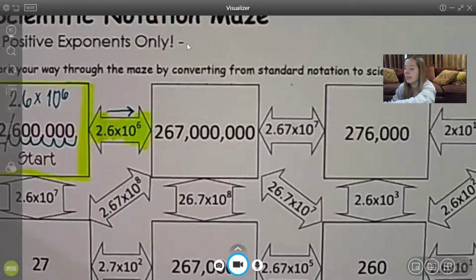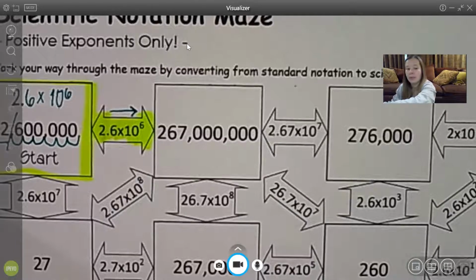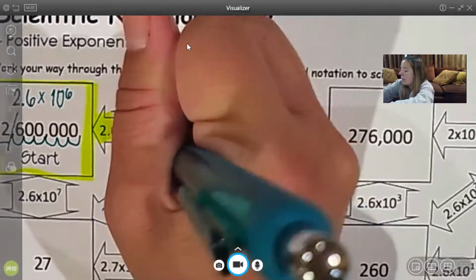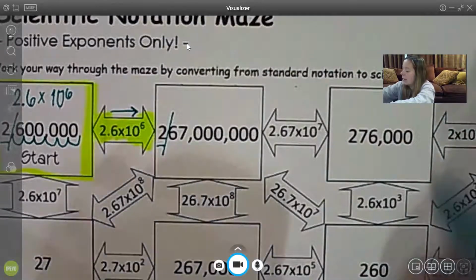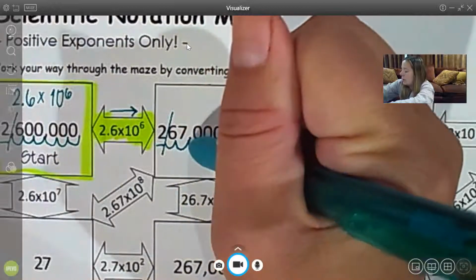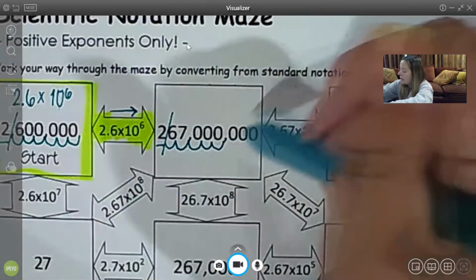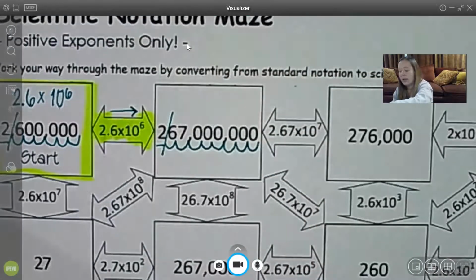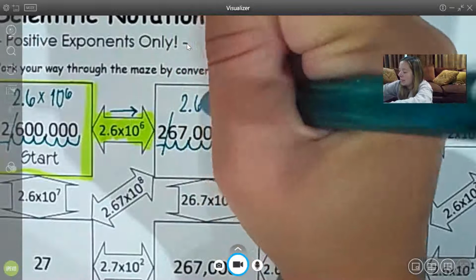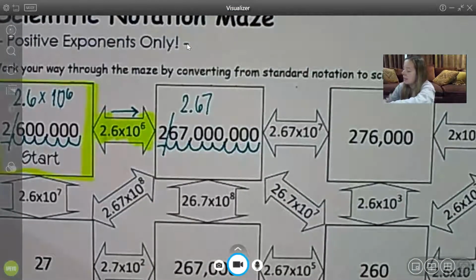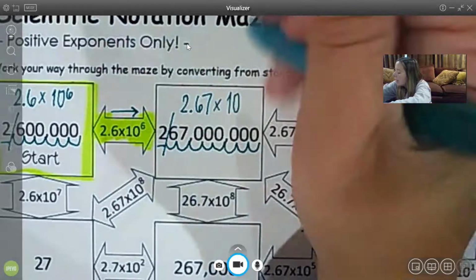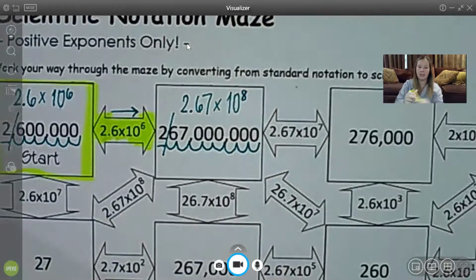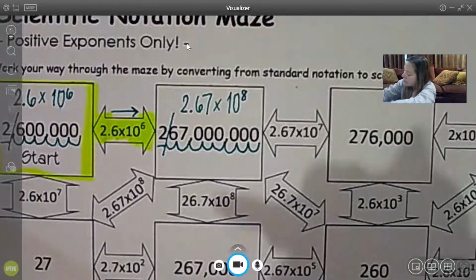Okay. I have the number 267 million. Okay. I'm going to do the same thing for every problem where I'm going to underline my first number and put a slash after, because that's where I need to know that I need to start counting. And I'm going to count 1, 2, 3, 4, 5, 6, 7, 8. So I know that my exponent is 8. Okay. So I have 2.67. I include both the 6 and the 7 since they're both non-zero digits, times 10 to the, and we counted 8. Times 10 to the 8th. Okay. I notice that my answer is going to send me this way in the maze.